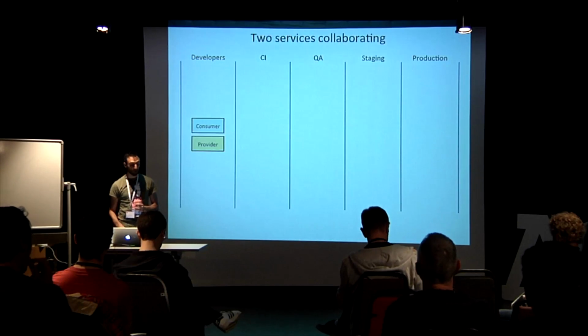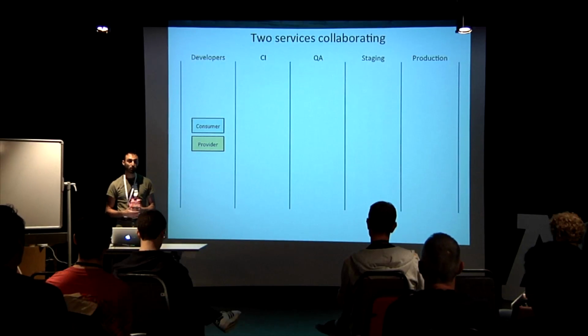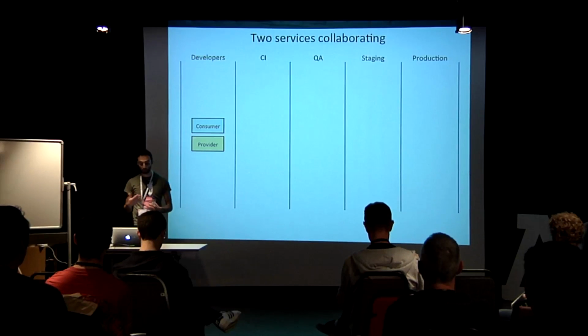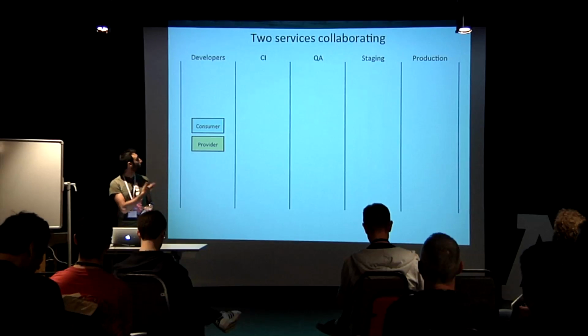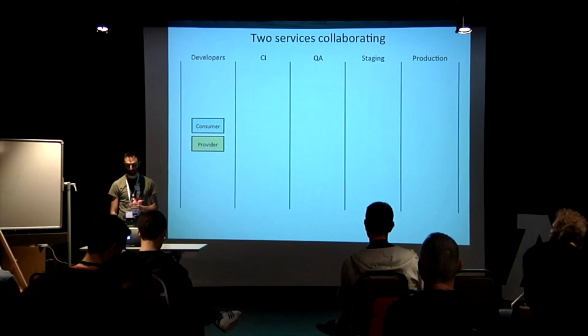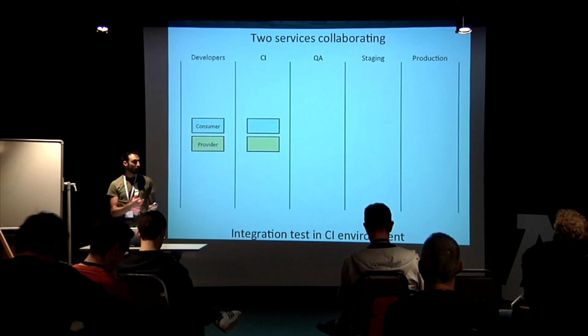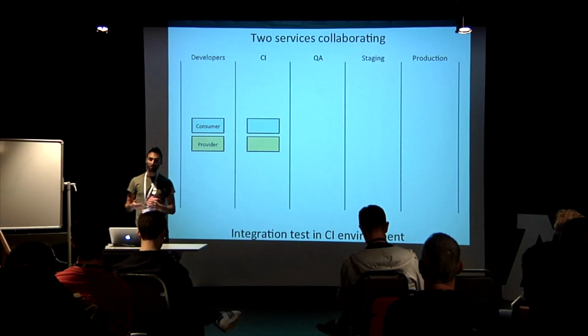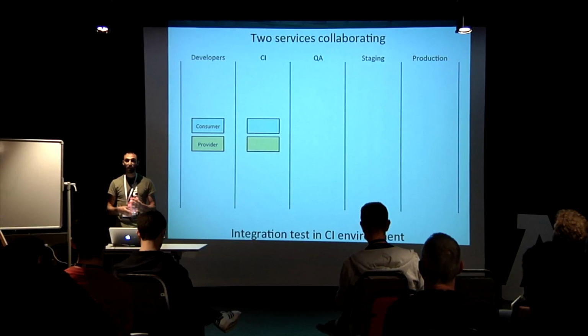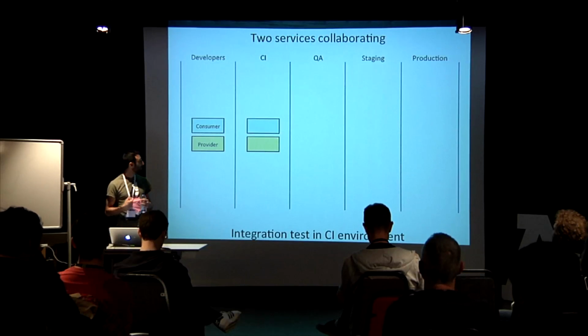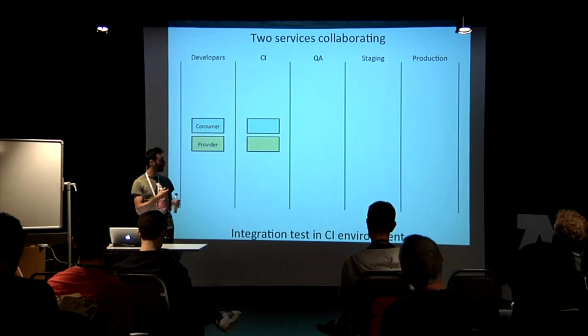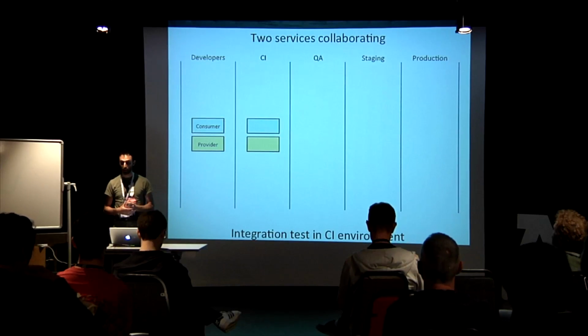So what does that look like if we've got two systems that are integrating with each other? We've got a provider of a service here, and we've got a consumer. So similarly, we've got developers working on these systems, and we're testing them in CI. The difference now, of course, is part of that continuous integration is actually to integration test the collaboration between those services and make sure that they actually work together, that the version of the code that you've committed for the provider and the consumer actually can work together.